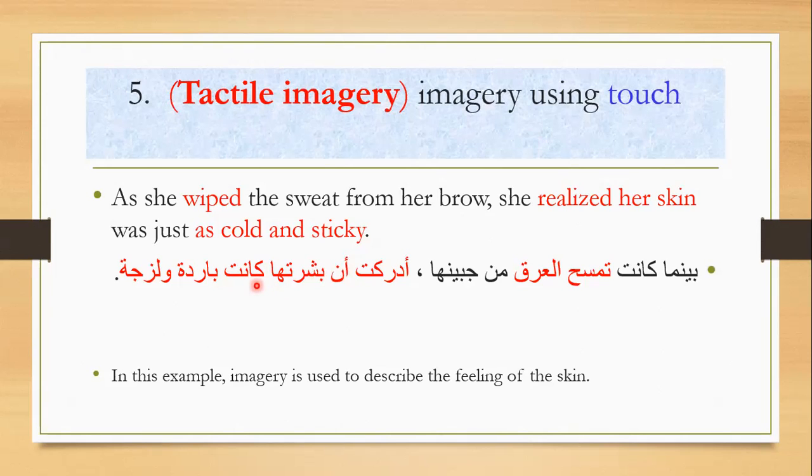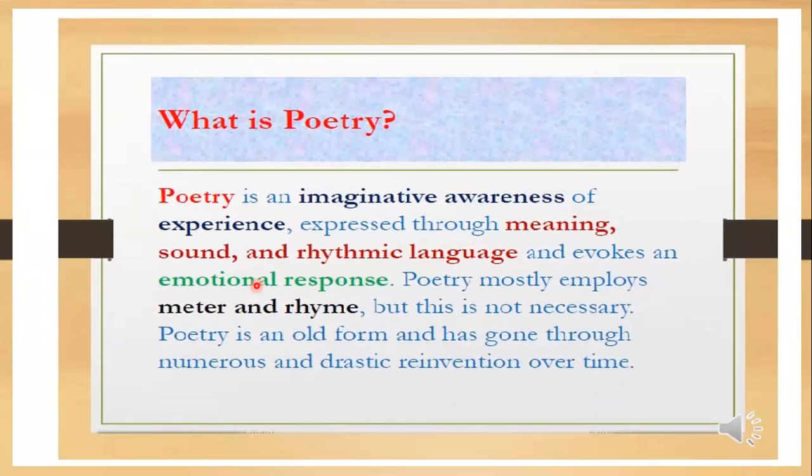So here, the writer is creating an image in our minds as readers by using words to explain what kind of skin that lady has. So let us move to another topic, which is very important, which is the first genre of literature, which is poetry.